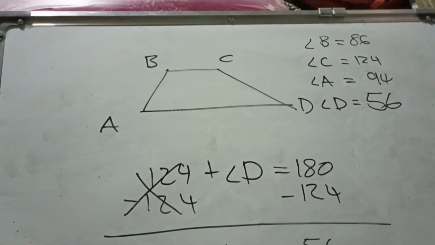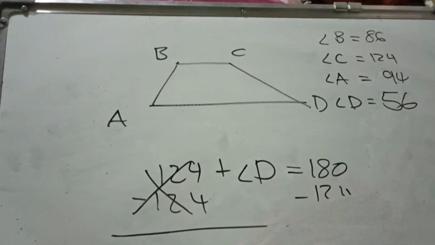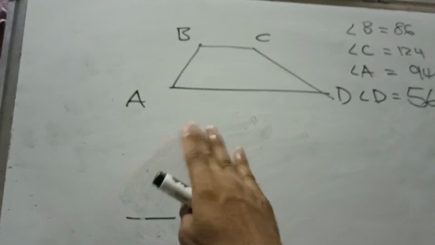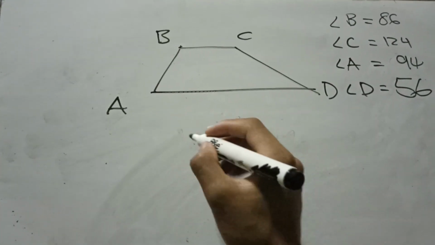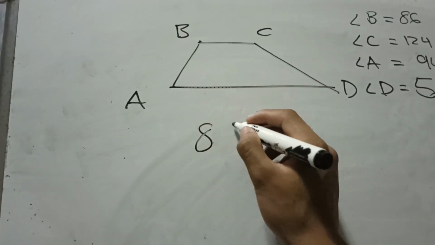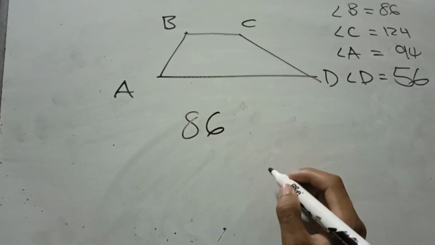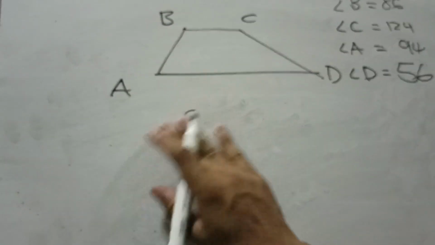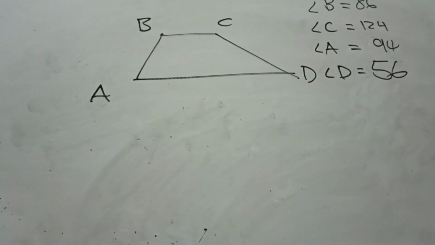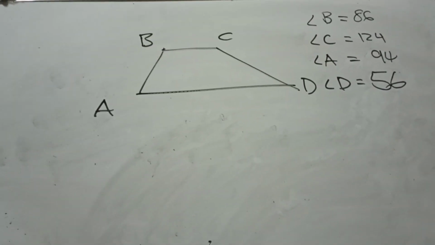Now, let us check if we are correct. We have angle B as 86, angle C as 124, angle A as 94, and angle D as 56.